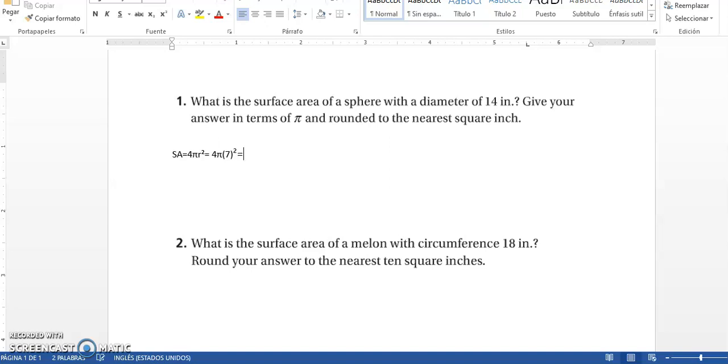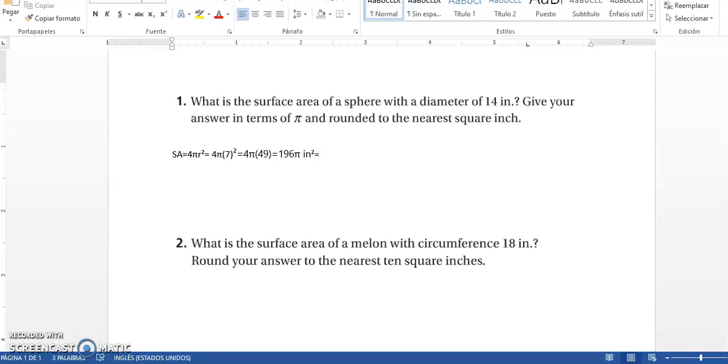The next step is 4 times pi times 49. Why 49? Because it's 7 to the second power. The answer has to be in terms of pi, so we only have to multiply 4 times 49, and we get 196 pi. We only apply formulas in this one. The units are square inches, but it also says to round to the nearest square inch.